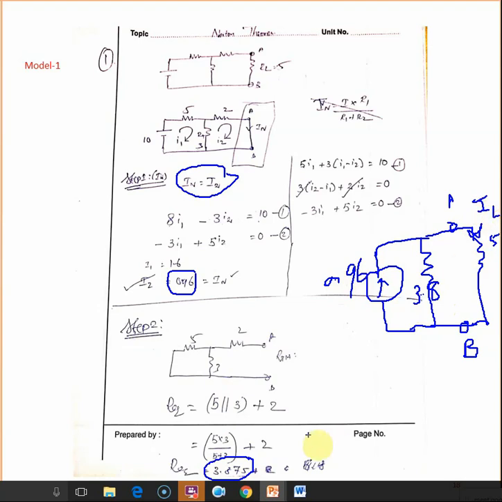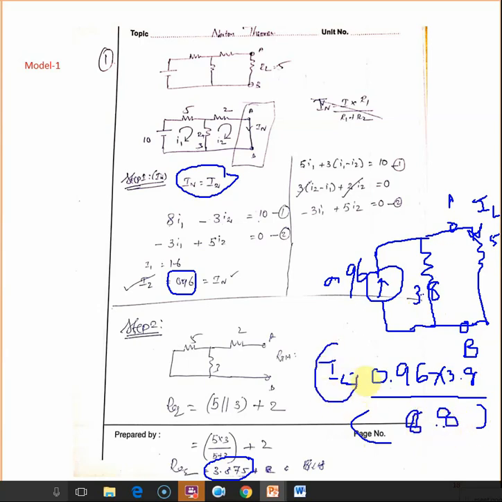What is the formula? I_L is equal to I multiplied by the other resistance, divided by the summation of the two resistances. What is I? 0.96, multiplied by 3.8, divided by 3.8 plus 5, that is 8.8. Simplify that answer and you will get the I_L value. So this is the Norton theorem. Okay, this is model 1.